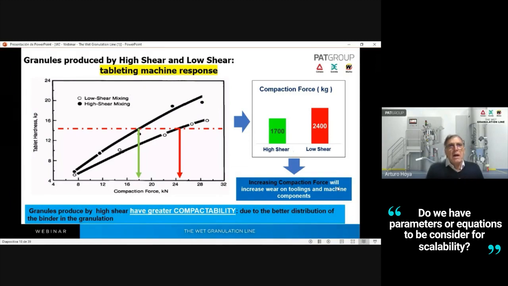And finally, the swept volume is very simple: it is the volume of granules that the impeller sweeps in each revolution, divided by the time and the volume of the bowl. These are simply three approximations, but they are very empirical, and we need to make experiments in order to adjust this scaling up procedure. But the most important are these.